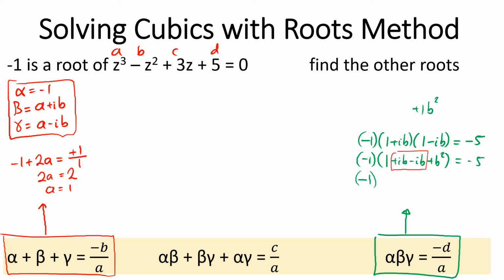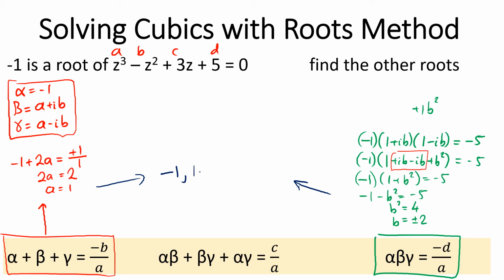So we've got minus 1, lots of 1 plus b squared is minus 5. And so that'll give us minus 1 minus b squared is minus 5, which will tell us, let's move that out of the way, b squared equals 4, and so b is, well, plus or minus 2. But we know we're doing plus or minus b anyway, so that shouldn't make a difference. So we get from that, putting our two bits of info together, that a is 1 and that b is 2, or well, plus or minus 2, that our roots are minus 1, 1 plus 2i, and 1 minus 2i.